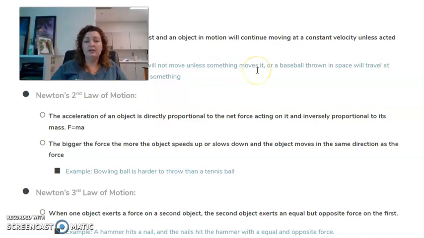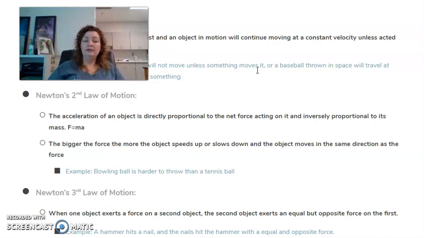Newton's second law of motion: acceleration of an object is directly proportional to the net force acting on it and inversely proportional to its mass. So in other words, it's telling us about the equation F equals ma, force equals mass times acceleration. The bigger the force, the more the object speeds up or slows down, and the object moves in the same direction as the force. So a really good example is a bowling ball is harder to throw than a tennis ball because of the mass, right? Bowling ball is much more massive, tennis ball not so massive at all, okay?